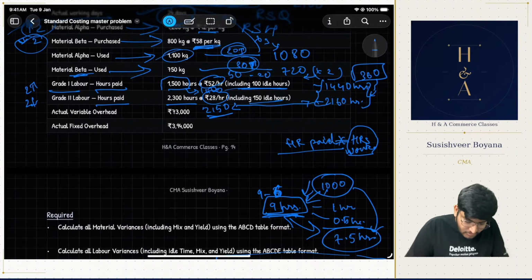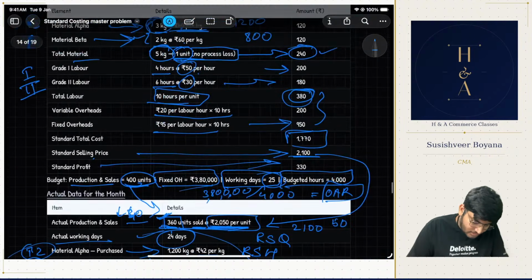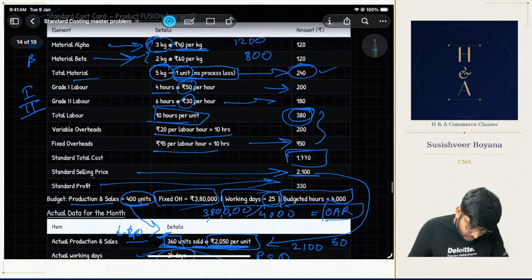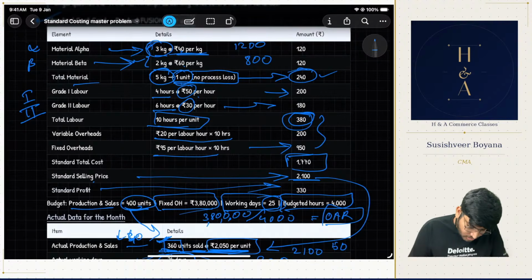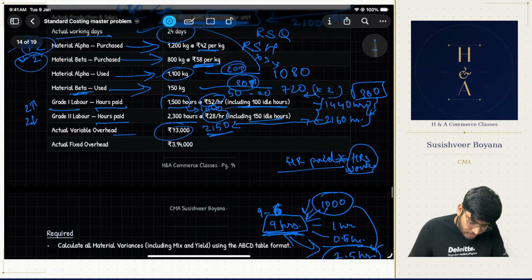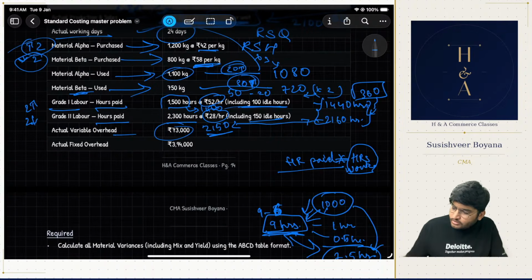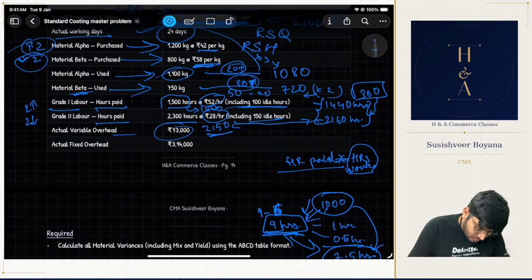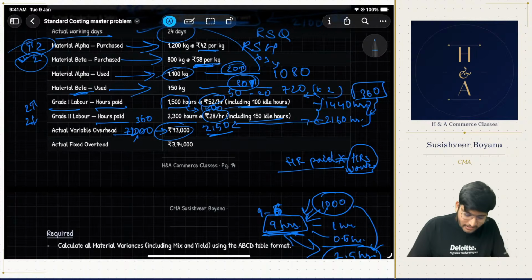Okay. Actual variable overheads is 73 it seems. What is the standard that they mentioned? Ideally it should have been for 400 units, I mean, 200 per unit. So 200 into 360, my overhead should have been 72,000 based on 360 units produced, because 200 is the rate per unit. But what is the actual? 73. I mean, what is the overhead cost that we have incurred?